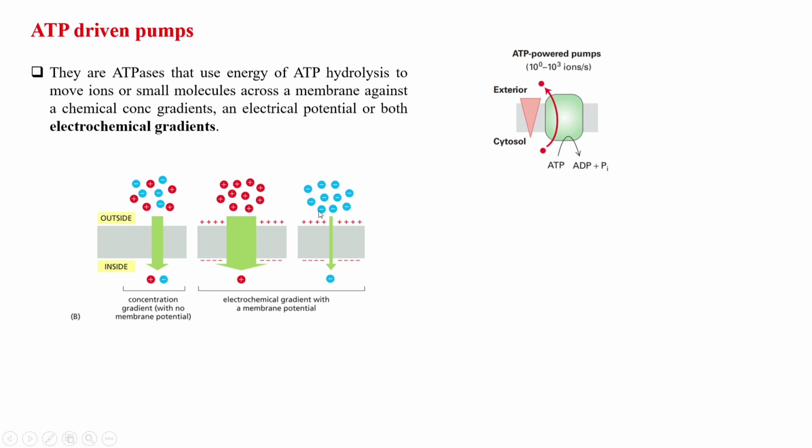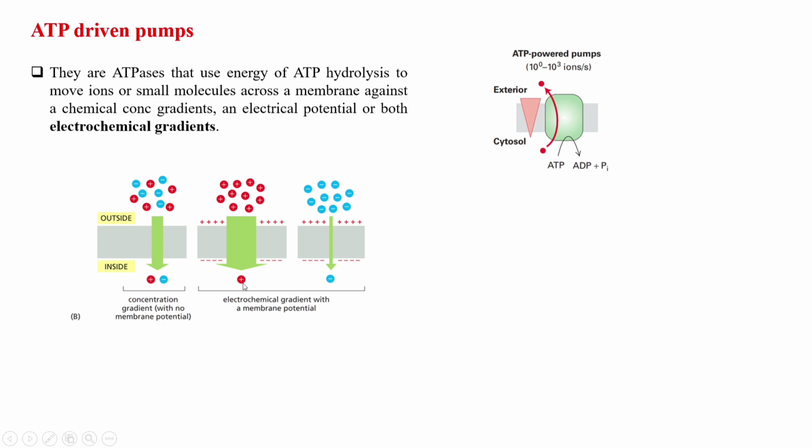But in case of negative ions, as you can see here, the concentration gradient is higher outside than inside, so the movement will occur in this direction. But you see the thickness of this arrow is thinner than with only the chemical concentration gradient, because it prohibits the entry of negative charge. Inside is negative, so it will not promote the movement of negative charge.